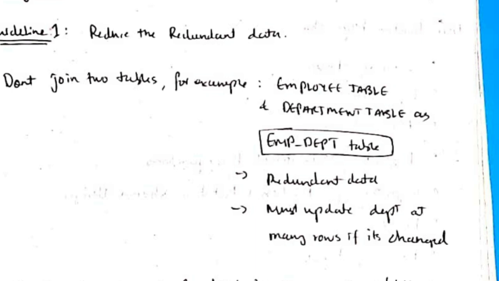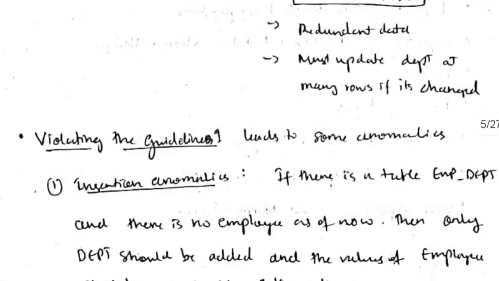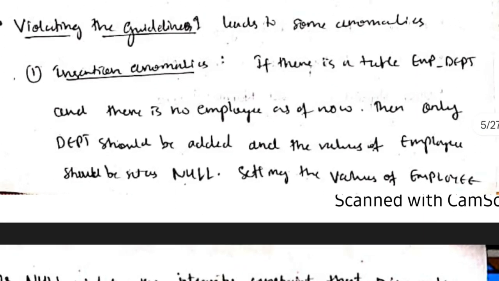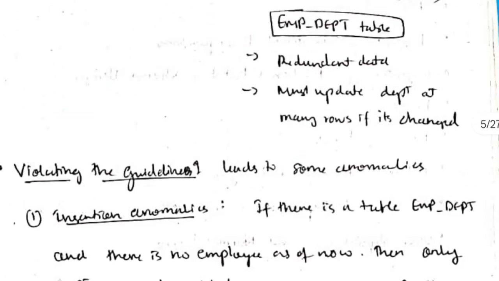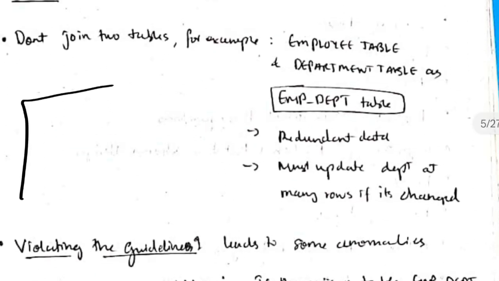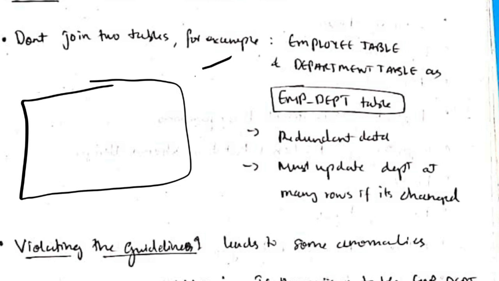That's our first guideline. If you violate this guideline, what will happen? The first thing is insertion anomalies. What that means is, if there is an employee department table and there is no employee as of now, then only the department should be added. Suppose we have just created a new office and the departments are ready, so we have to add the department information in the database.